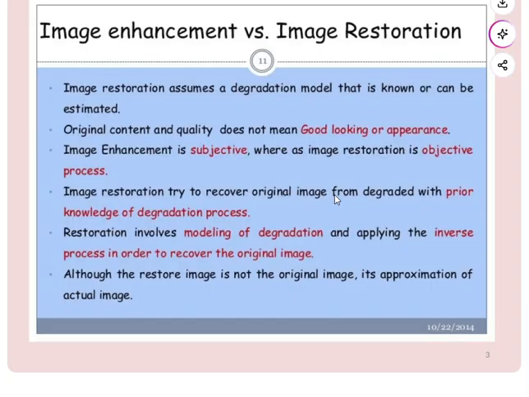What is the difference between image enhancement versus image restoration? Image enhancement is where we are improving the quality of the image, whereas in image restoration we already have the blurred image. We are trying to remove the noise in the image and get back the original image. Image enhancement is subjective in nature, whereas image restoration is an objective process. Restoration involves modeling the degradation and applying the inverse process in order to recover the original image.